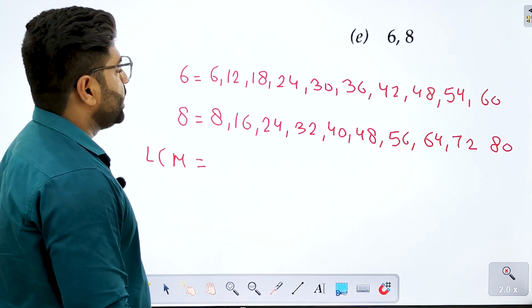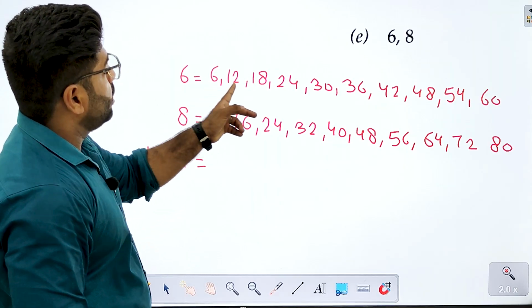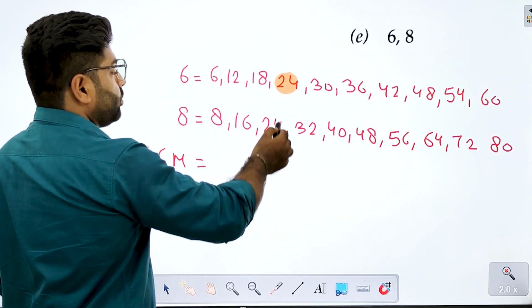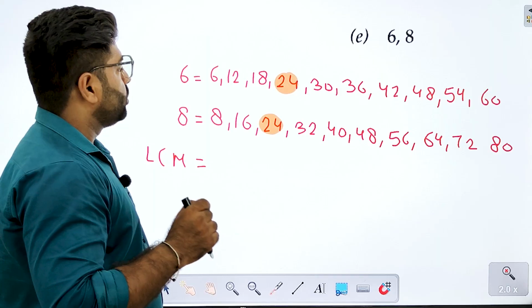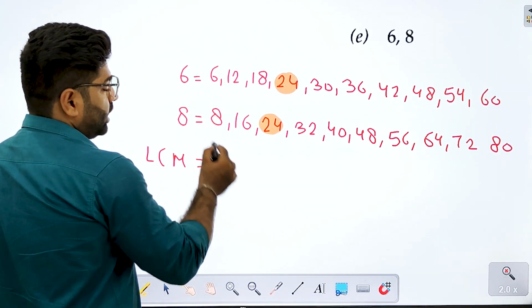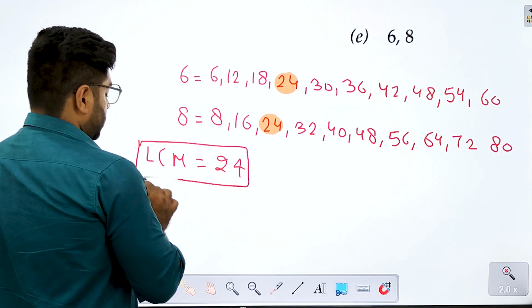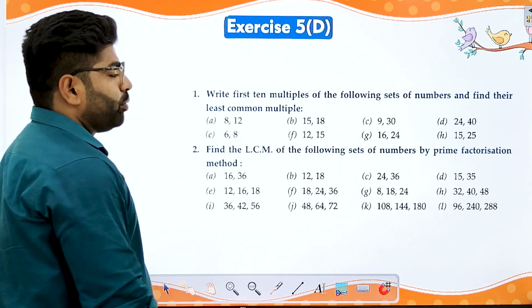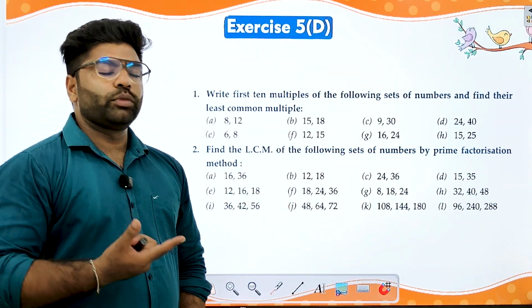Have you seen any common multiple? I have seen 24. Here 24 is the lowest common multiple of these two numbers, and this is the LCM. So we can see that the LCM of 6 and 8 is 24. Now, I hope you all get this point. After question number 1, we will go to question number 2.